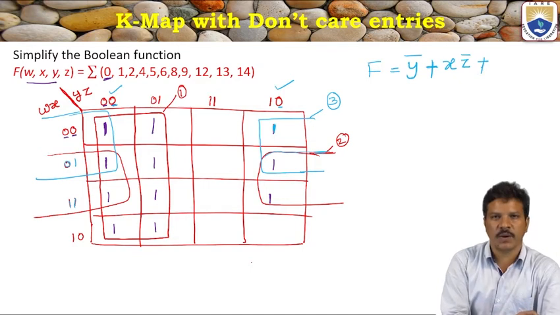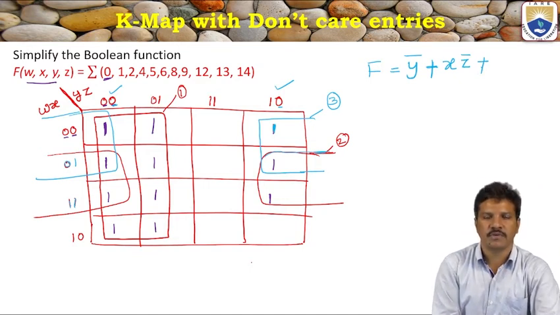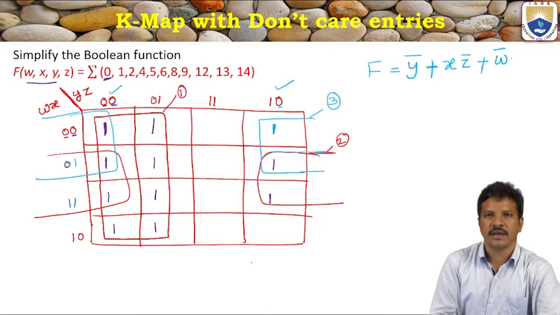Horizontally, first and second row, what is the common variable? 0 0 and 0 1. 0 is the common, which means w bar. W bar is the common variable, common literal. And vertically, first and fourth column, 0 0 and 1 0. 0 is the common, nothing but z bar.